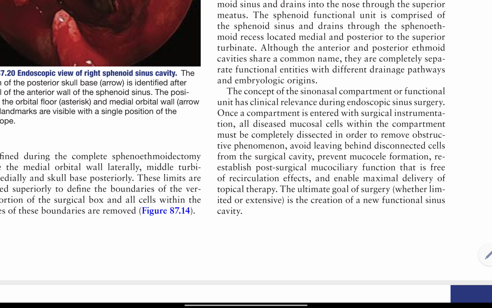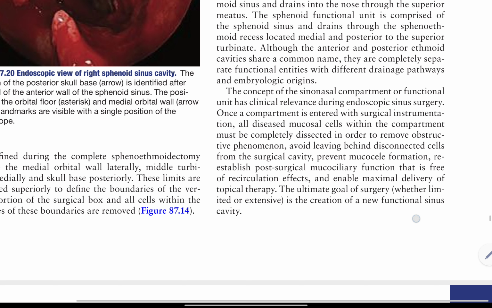Avoid leaving behind disconnected cells from the surgical cavity, prevent mucosal formation, re-establish post surgical mucociliary function that is free of recirculation effects, and enable maximal delivery of topical therapy. The ultimate goal of surgery, whether limited or extensive, is the creation of a new functional sinus cavity.